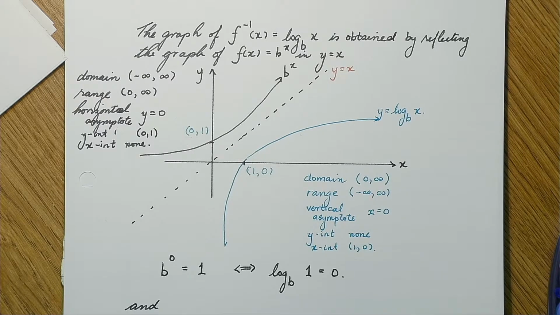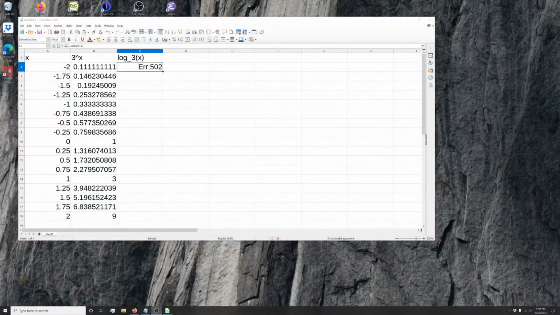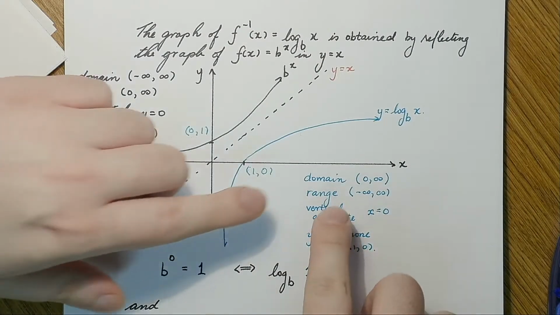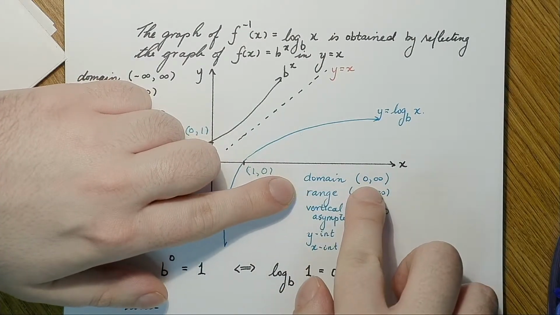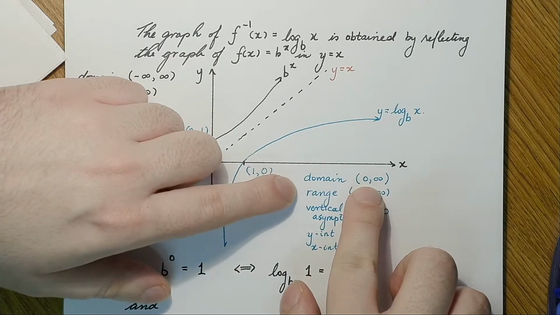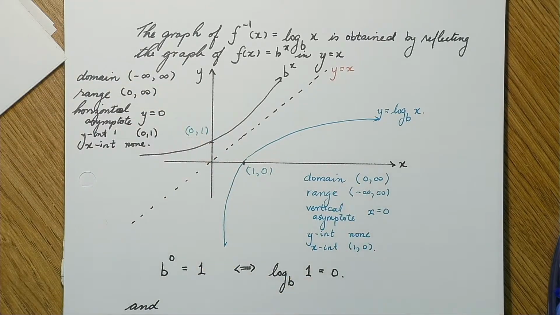Not quite. It's because I've put in a negative value. So I have x equals -2. And remember, in this case, the domain is defined from 0 to infinity. So I've actually put in a number that I can't put into that function. Yes, exactly. It's the domain.